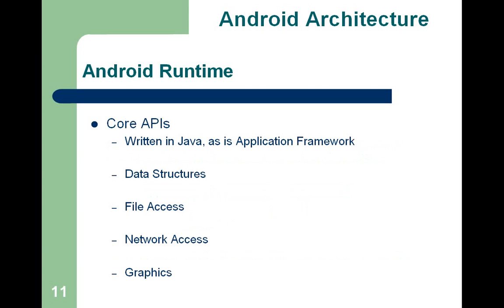Then we have core APIs. We already had a brief discussion based on Java 5 Standard Edition. So these are written in Java. Till now we saw native libraries, even the Dalvik VM was native, but in the case of core APIs, these are written in Java as we have in the application framework or in the case of applications. So this gives us various data structures, file access, network access, or graphic support.